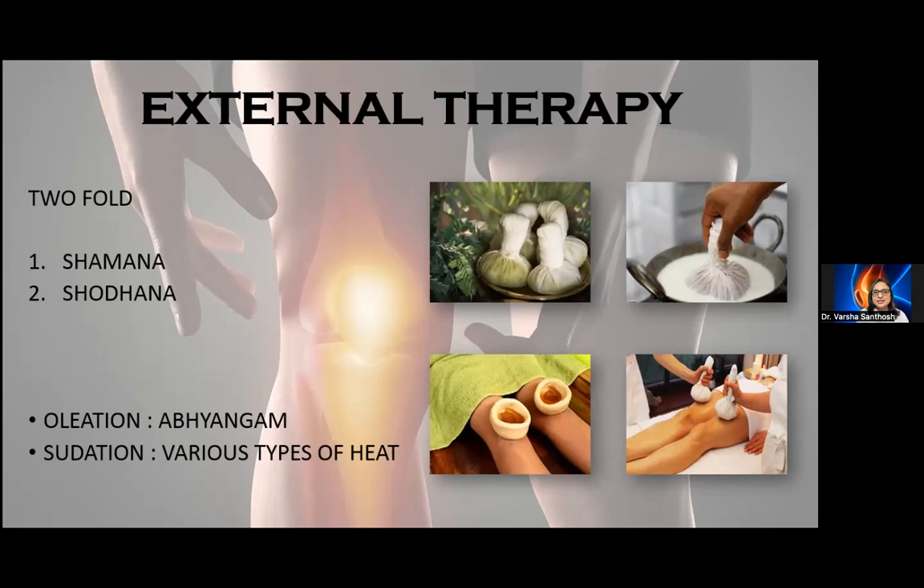And the shodhana aspect means you remove it out from the body. So sometimes the anal route is common in a vata kind of treatment, where an enema is used. Sometimes you will be using bloodletting, which we'll talk about. Otherwise, the main treatment externally is going to be oiling and some heat.